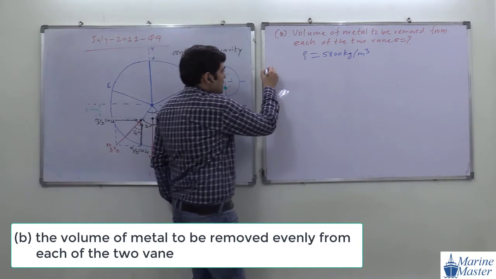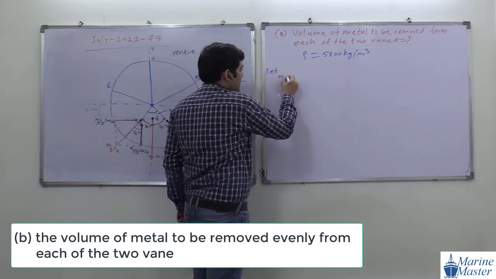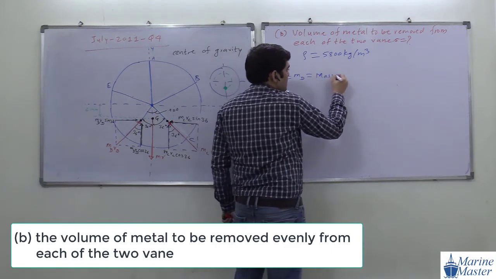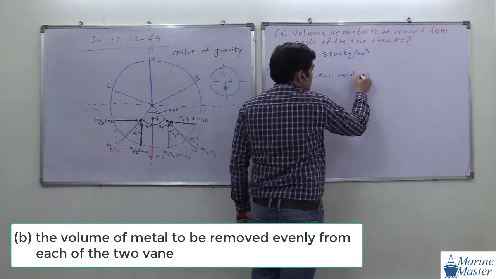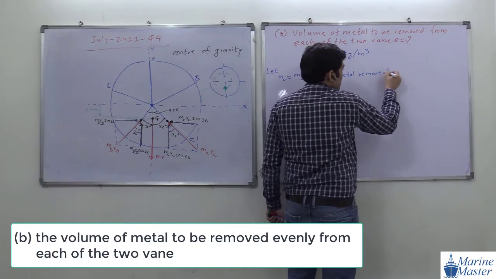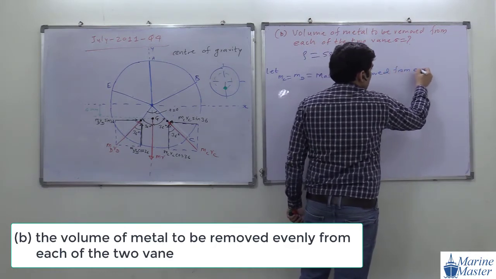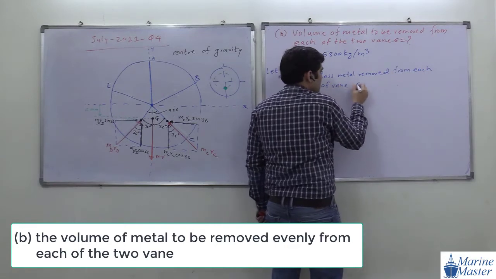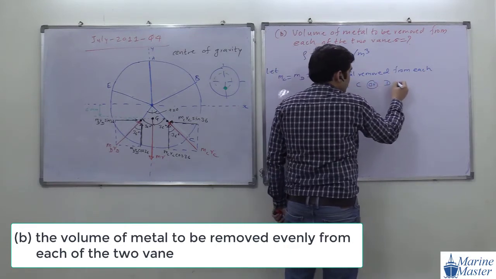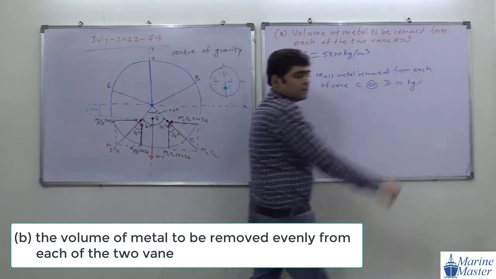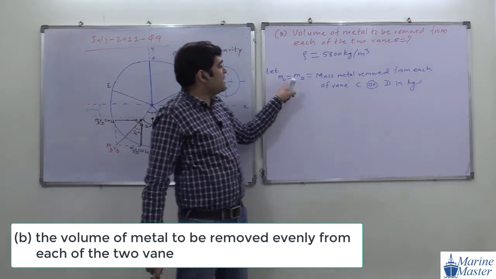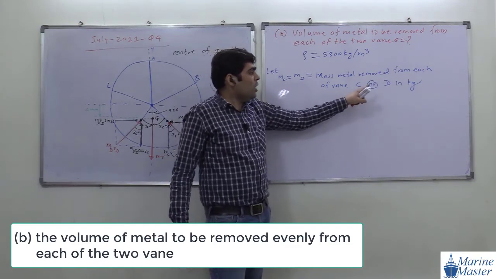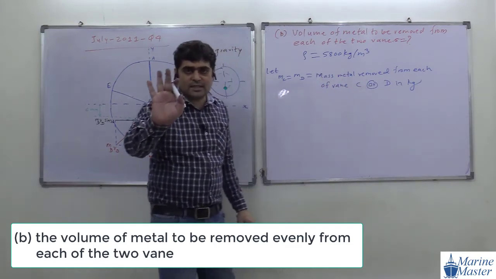So let MC and MD be equal to the mass of metal removed from each of vein C or D in kg. Okay guys, what is meant by MC or MD? Mass of metal removed from each of the vein C or D in kg. Any doubt in this discussion?